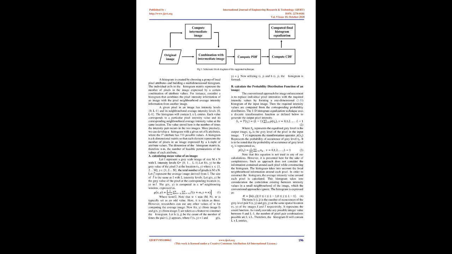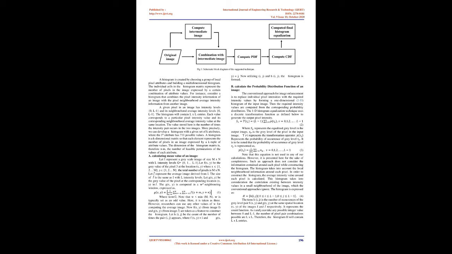The correlation is achieved by building the histogram. A histogram is created by choosing a group of local pixel attributes and building a multidimensional histogram. The individual cells in the histogram matrix represent the number of pixels in the image expressed by a certain combination of attribute values. For instance, consider a histogram that combines the pixel intensity information of an image with the pixel neighborhood average intensity information from another image.